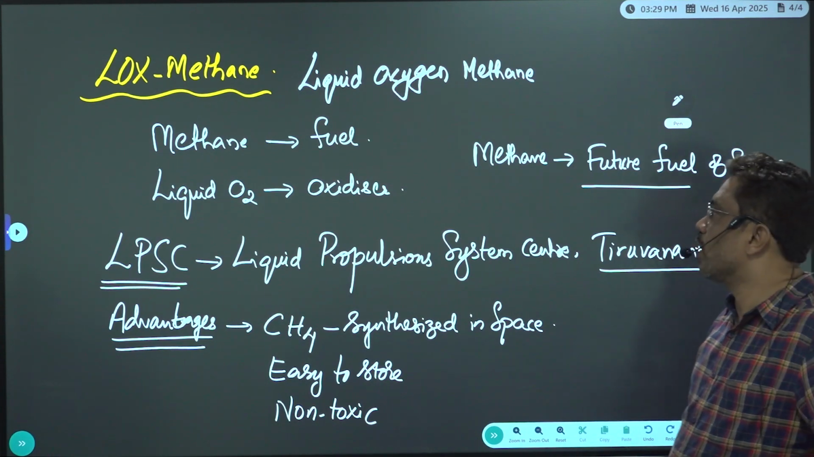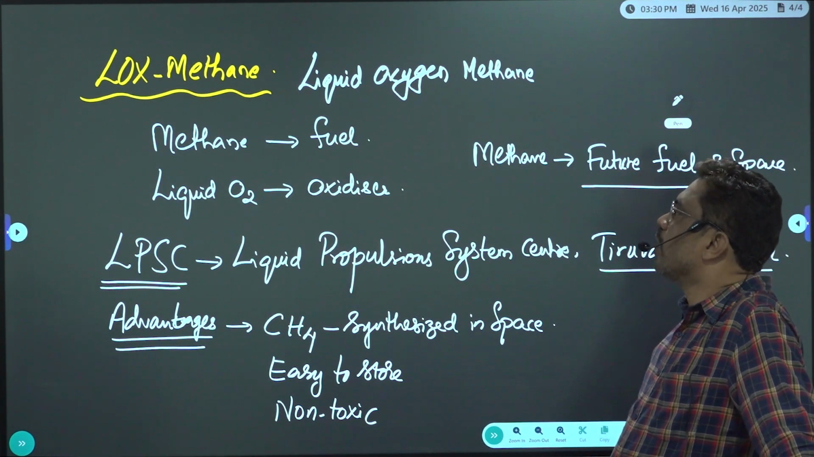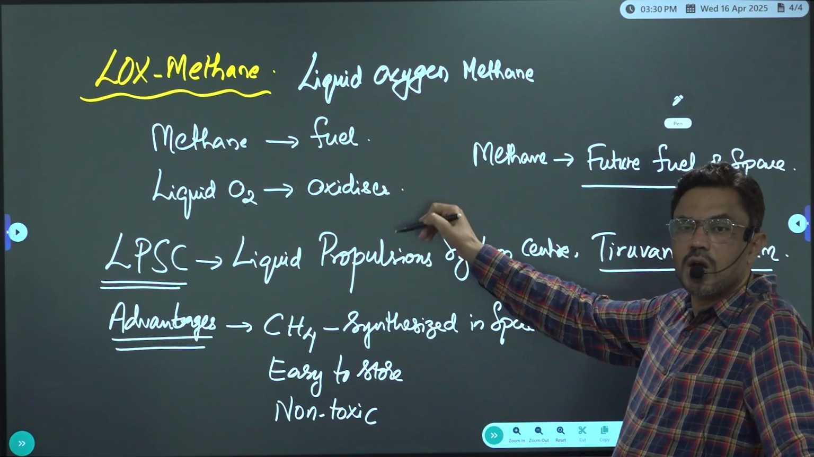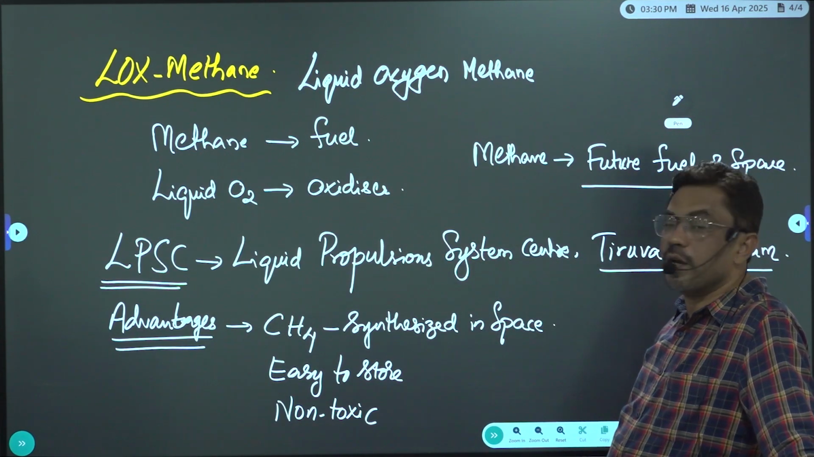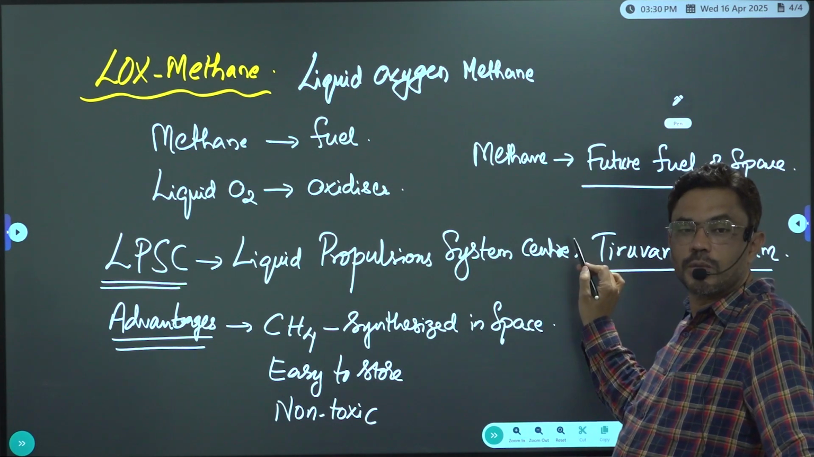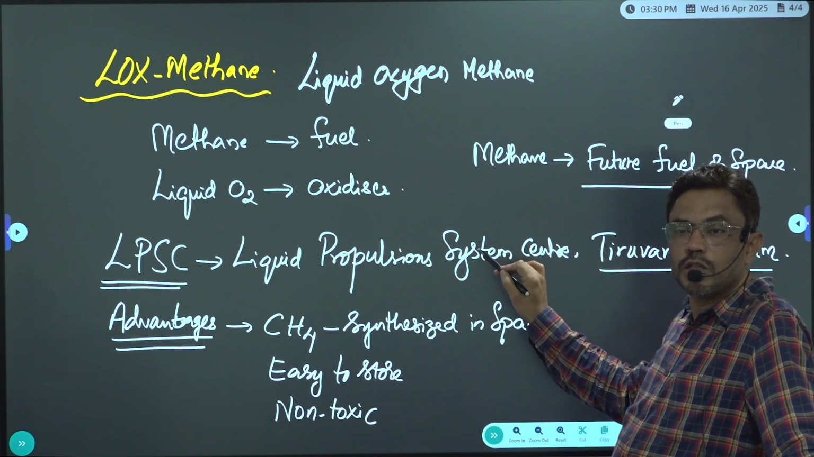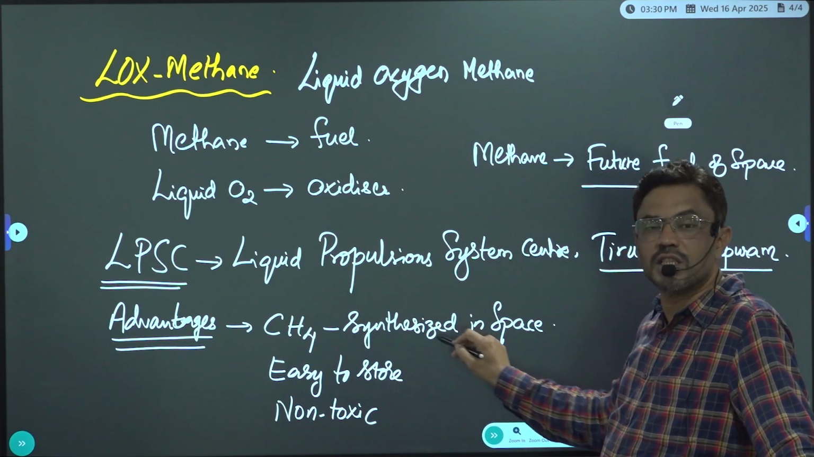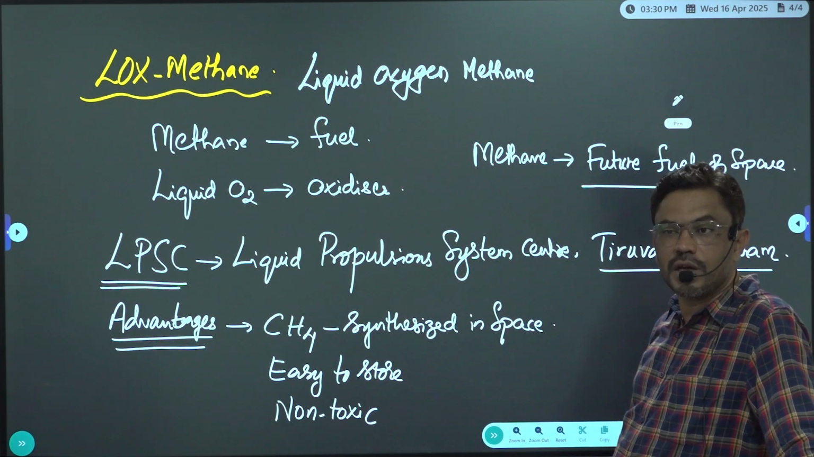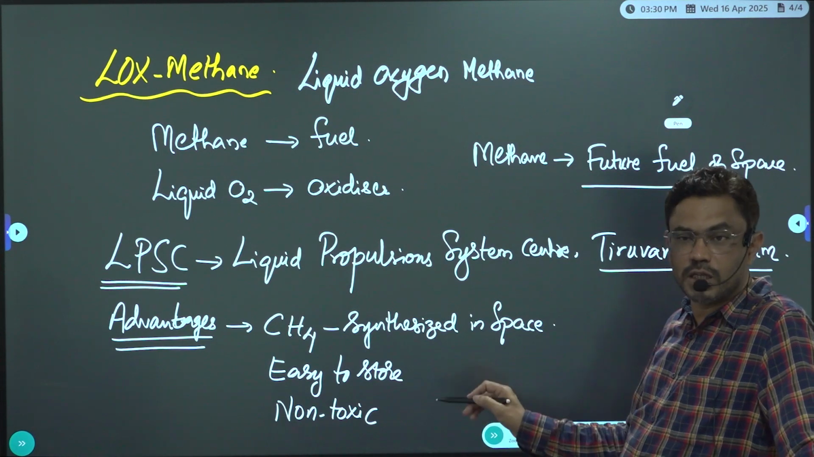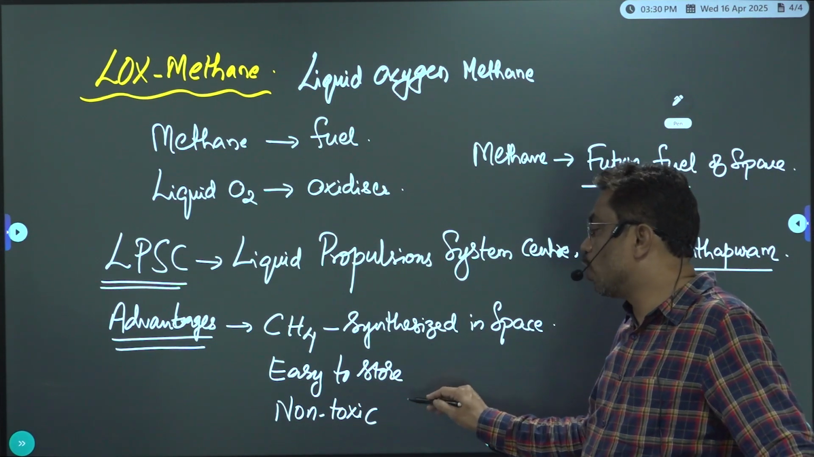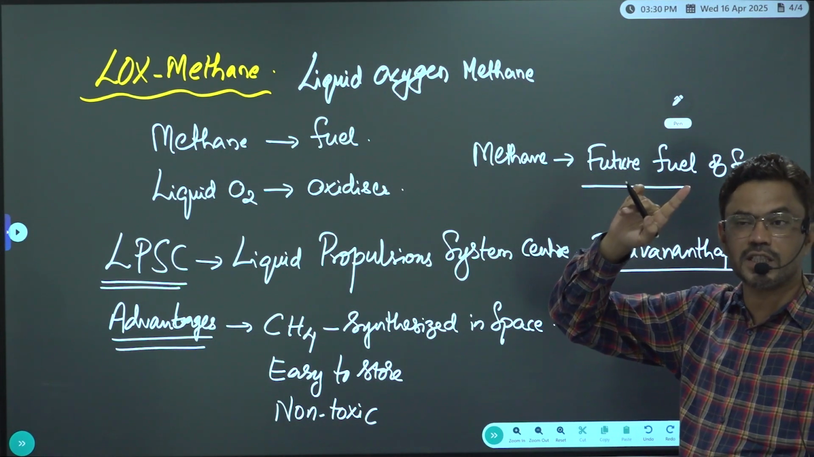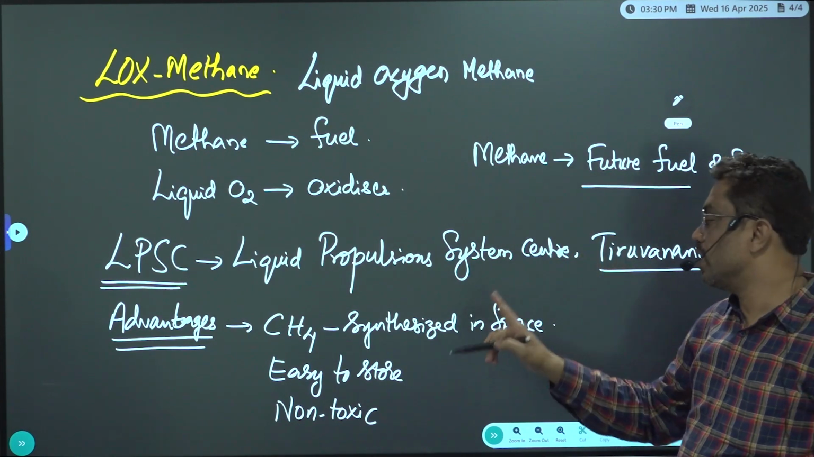You remember this one. Liquid oxygen methane. Here methane is acting as a fuel and liquid oxygen as an oxidizer. And LPSC, which is located in Thiruvananthapuram, Kerala, is producing 2 LOX methane engines. Advantages: methane can be synthesized in space itself, from carbon dioxide and water. It is easy to store and non-toxic, whereas UDMH and nitrogen tetroxide are toxic in nature.